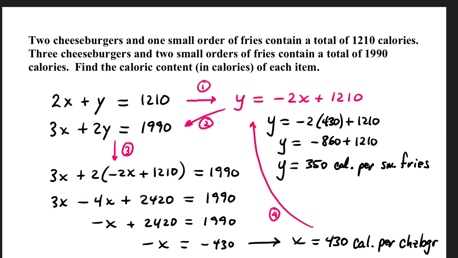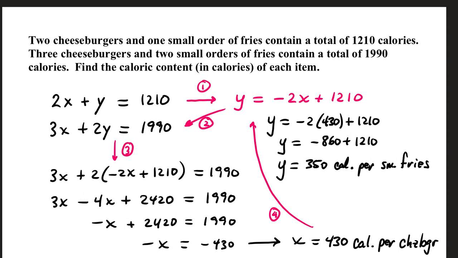distribute 2, that's 3x, so then we have negative 4x plus 2420. Combine like terms, that's negative x plus 2420 equals 1990. Subtracting 2420 from both sides gives us negative 430. These two negatives will cancel, so x equals 430.